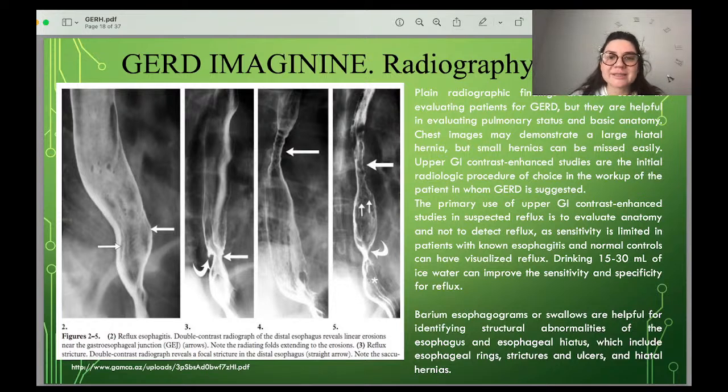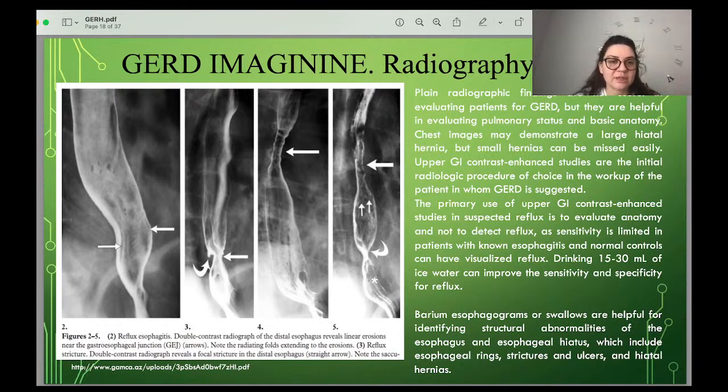Upper GI contrast-enhanced studies are the initial radiologic procedure of choice in the workup of the patient in whom gastroesophageal reflux disease is suggested. The primary use of upper GI contrast-enhanced studies in suspected reflux is to evaluate anatomy and not to detect reflux, as sensitivity is limited in patients with known esophagitis and normal controls can have visualized reflux. Drinking 15-30 milliliters of ice water can improve sensitivity and specificity for reflux.